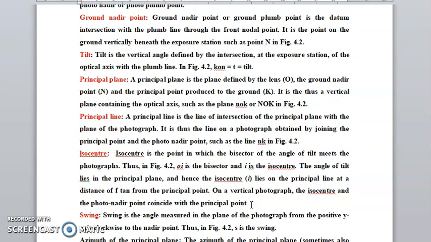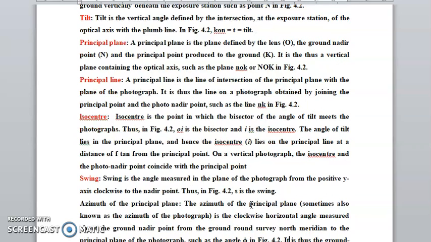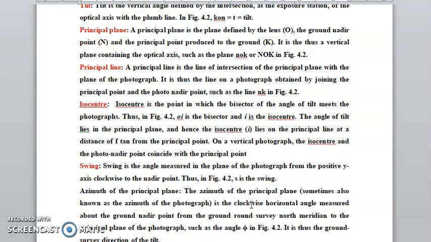Swing is the angle measured in the plane of the photograph from the positive y-axis clockwise to the nadir point. Azimuth of the principal plane is the clockwise horizontal angle measured about the ground nadir point from the survey north meridian to the principal plane of the photograph.